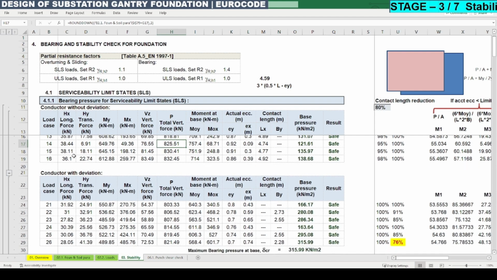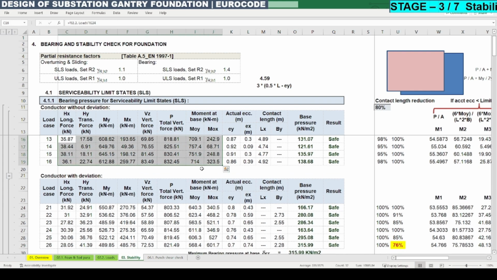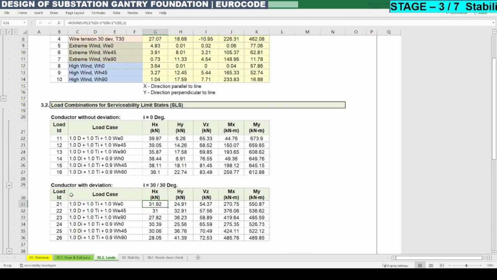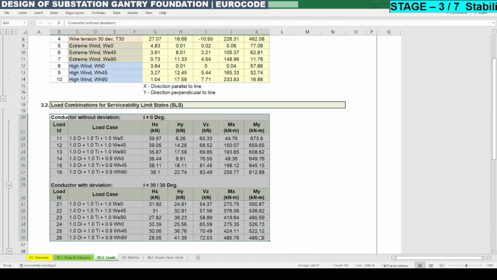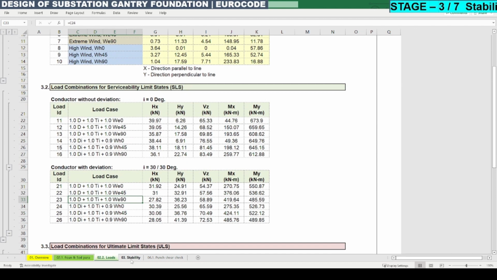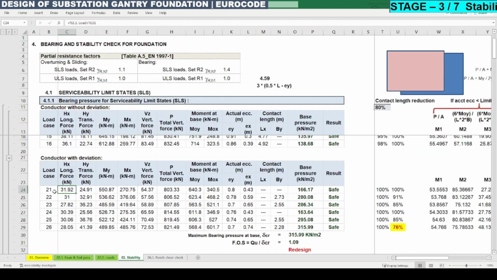So now, hope you understand the bearing pressure calculation. After understanding this, all other things are very simple. This is the case for the conductor with deviation. We already have, in stage 2, arrived at the load combination values for both the conductor without deviation and with deviation, so it is directly linked to that.